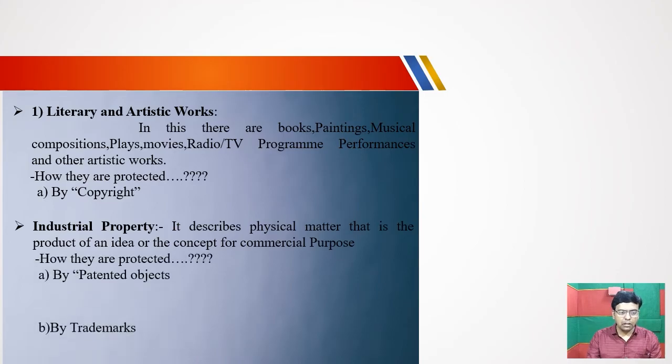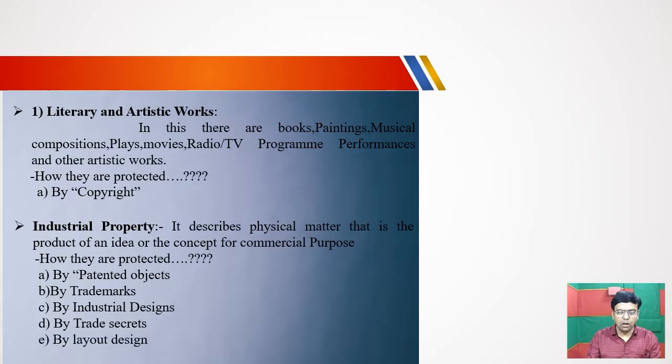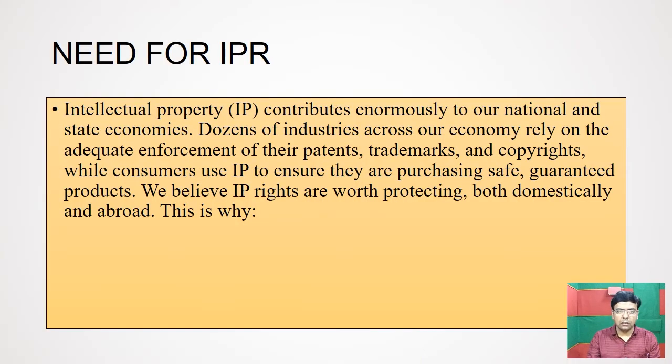First, literary and artistic work. In this, there are books, paintings, musical compositions, plays, movies, radio and TV programs, performances and other artistic works. How are they protected? By copyright. Second is industrial property. It describes physical matter, that is the product of an idea or concept for commercial purpose. How are they protected? By patents, by trademarks, by industrial designs, by trade secrets, by layout designs, and by geographical indications.